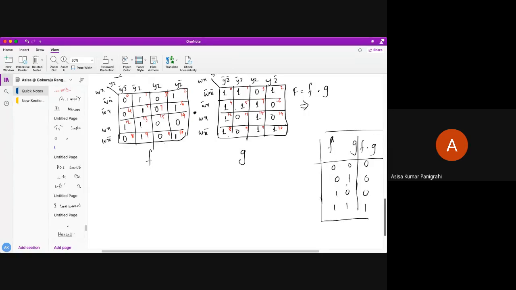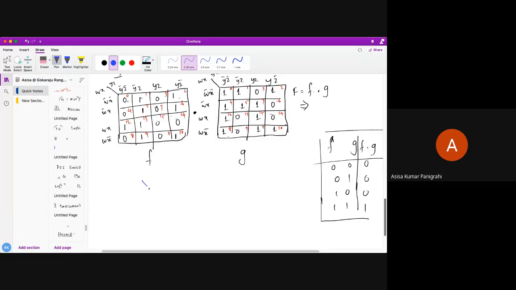If I have some common min terms in f and g, like here it is 1 at min term 1, and here also it is min term 1, it's 1. In min term 2 also 1, here also min term 2 it's 1. So if I perform f and g, it means I have to perform the AND operation between each min term. 0 and 1, I'll get 0.